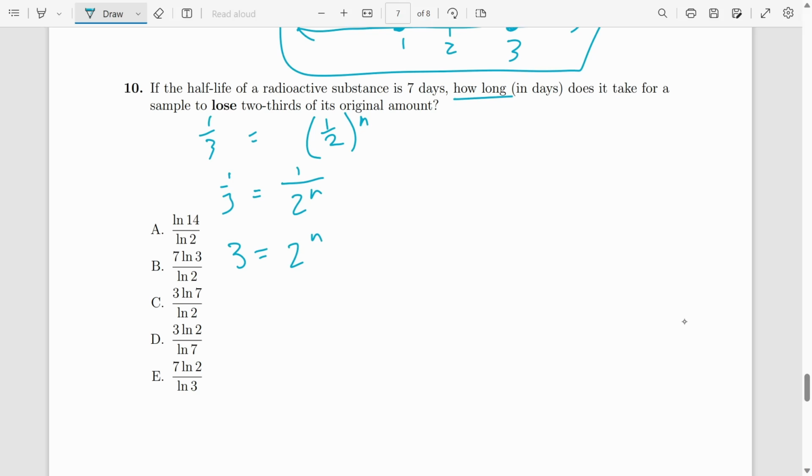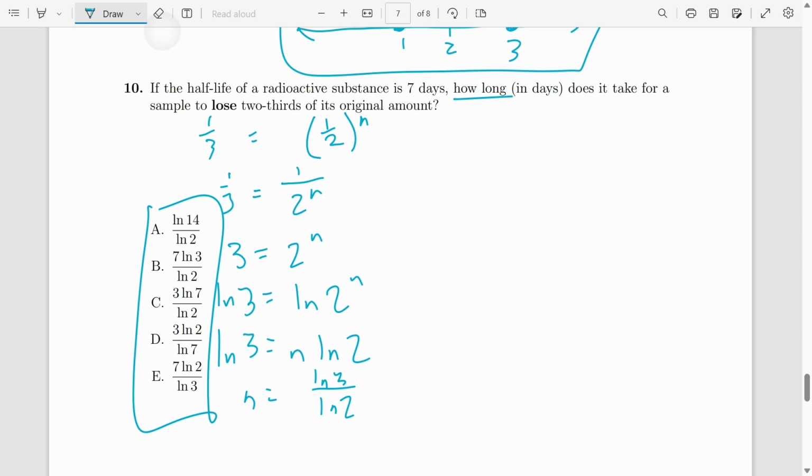That is a lot cleaner. So now when we take the ln of both sides, this is ln 3 equals ln of 2 to the power of n. This is n times ln 2, so n equals ln 3 over ln 2. That is a lot simpler than I think it would be, ln of 1/3 over ln of a half, I believe. So that looks cleaner, and it's aligning a lot better with what these are looking like.